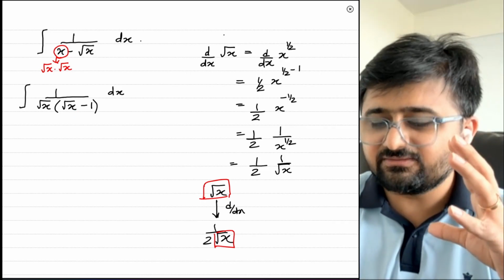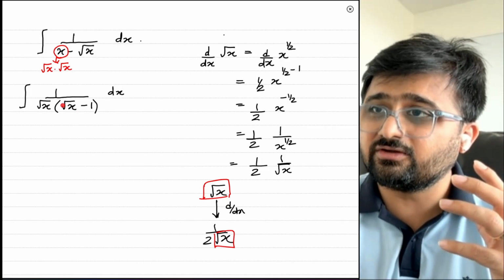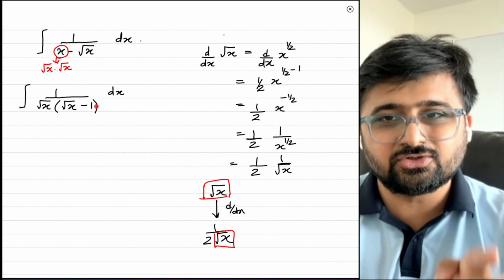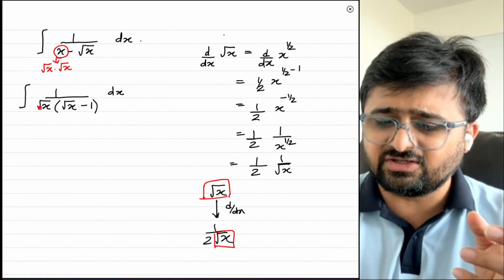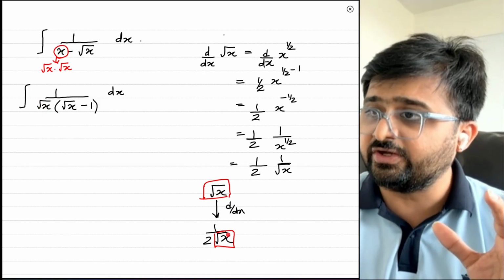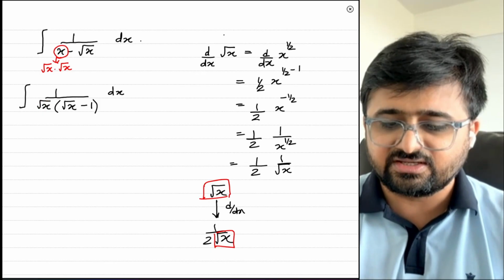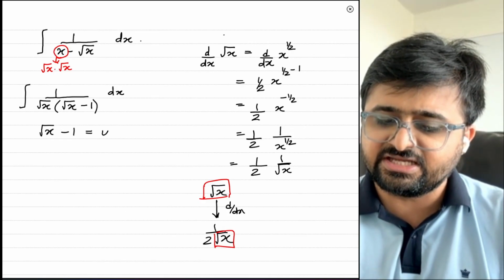Since we know the derivative of square root of x is 1 over 2 square root of x, if you put square root of x minus 1, this function, equal to u, you can see the derivative present right here. There is just one 2 missing here, which can be easily managed, but at least there is 1 over square root of x present. So that tells me let's put square root of x minus 1 is equal to u.